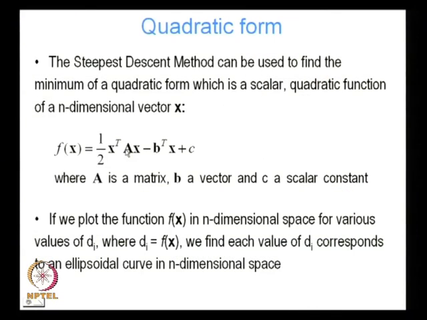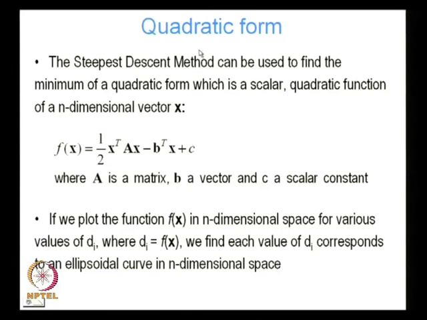And how is that quadratic form written? Instead of ax square, I have this vector x with all these components 1 through n: x transpose A x, where A is a matrix of size n by n when x is a vector of size n, minus b transpose x. This is the quadratic term, this is my linear term b transpose x, and this is a scalar. So this is just a generalization of a quadratic equation.